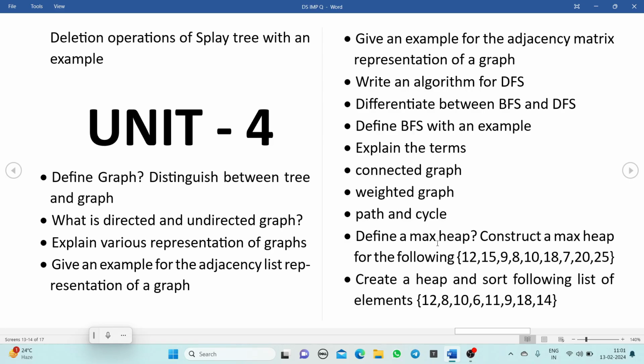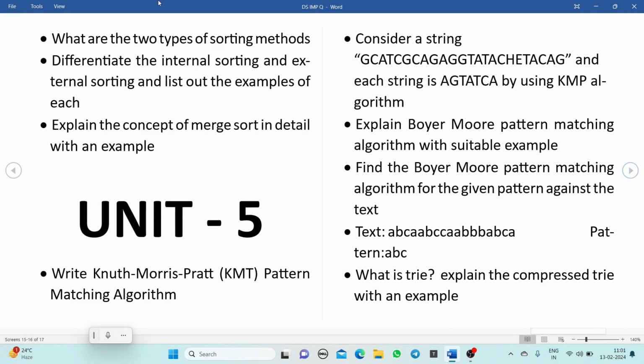And define a max heap. Construct a max heap for the following data. And construct a heap and sort the following list of elements. So these are the sorting methods. And first is searching. What are the two types of sorting methods? And differentiate internal sorting and external sorting and list out the examples of each. So this is said to be one of the important ones, internal sorting and external sorting.